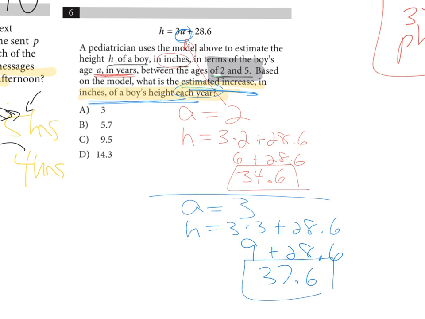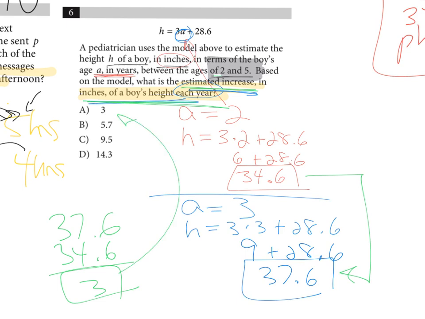So what is the estimated increase in height each year? To figure out the difference from 34.6 to 37.6, I can just subtract, and it looks like here the answer is 3. So letter A. So that's another question where you actually have to interpret the equation. This question could have been phrased, what is the value of 3? What does this 3 mean in the equation? And in this case, this 3 next to the A represents the estimated increase in inches of a boy's height each year.